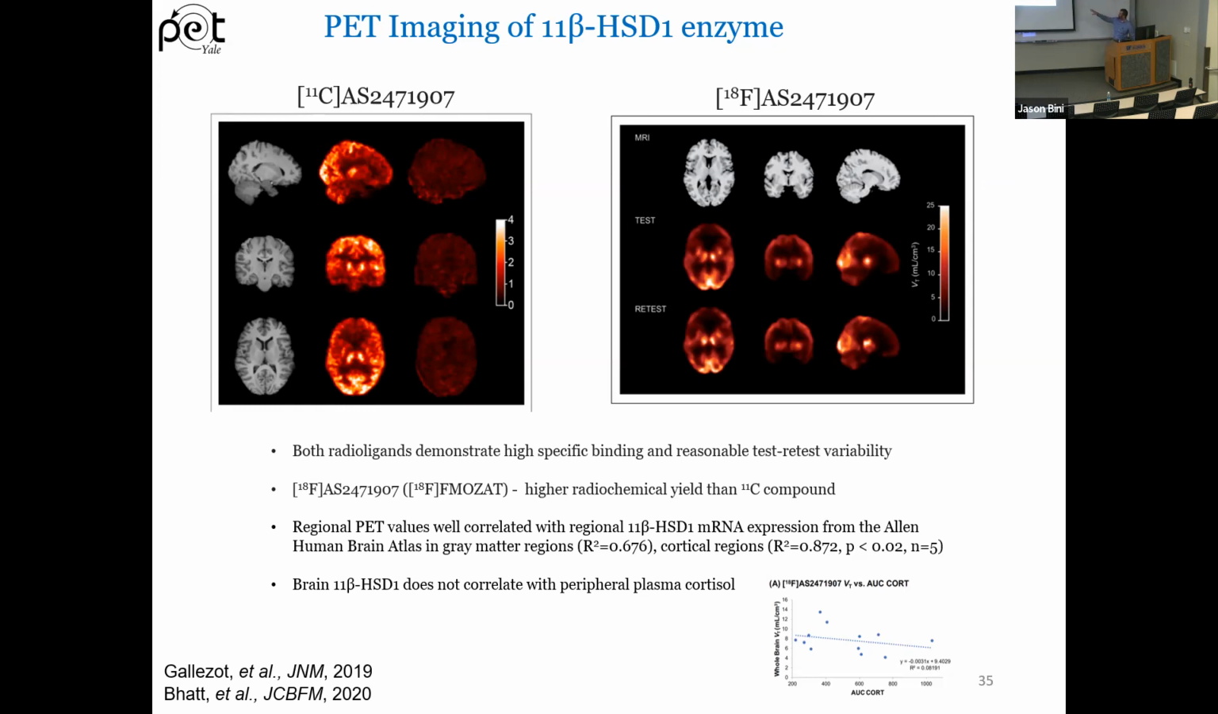We looked at some of this binding with the mRNA reference from the Allen Atlas, which has only about 6 subjects in there, but it did correlate well with the mRNA for that enzyme in different regions in the brain. And then this is showing again that the brain measurements of this enzyme did not correlate with peripheral cortisol. So we're measuring something specific in the brain that is not related to a blood measurement of cortisol.